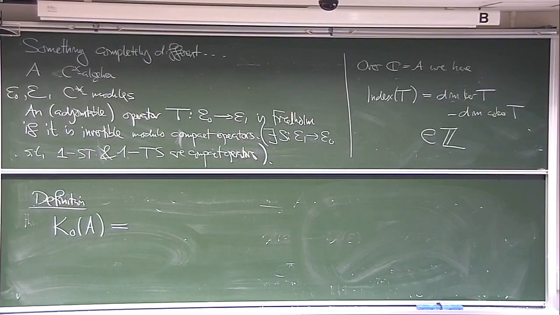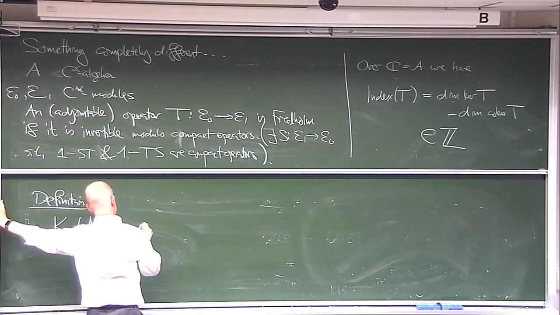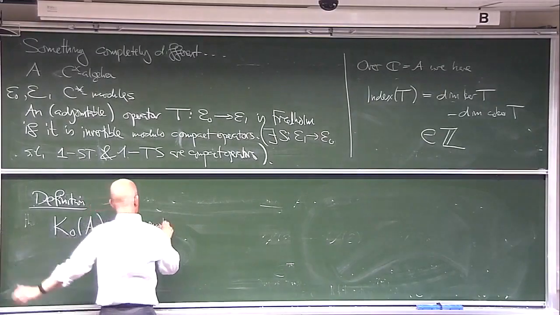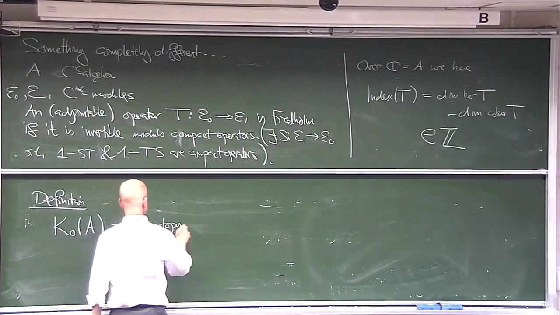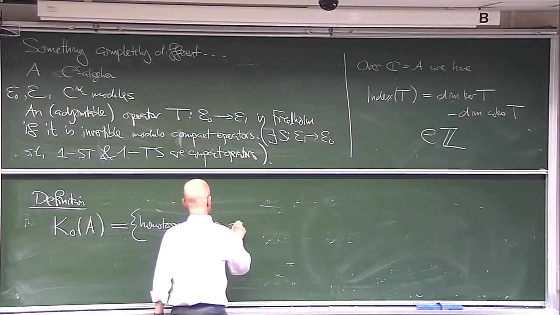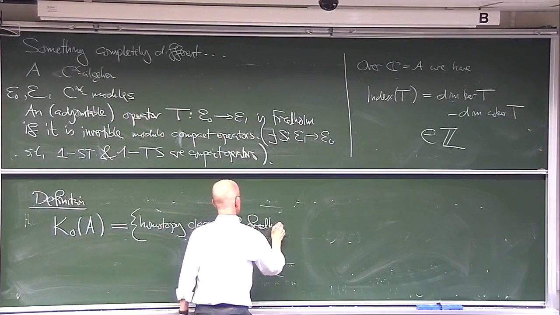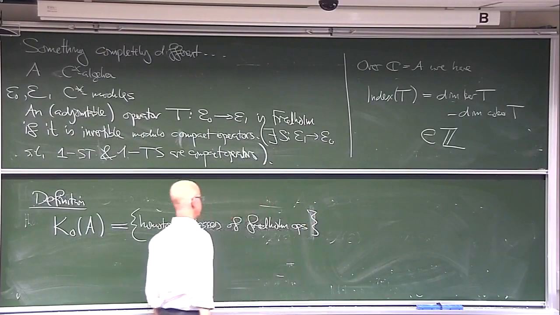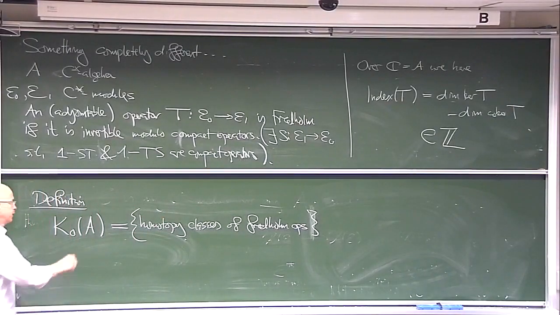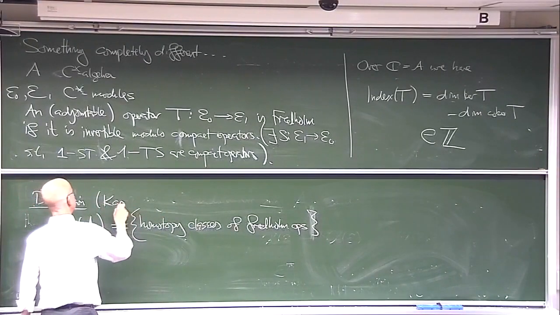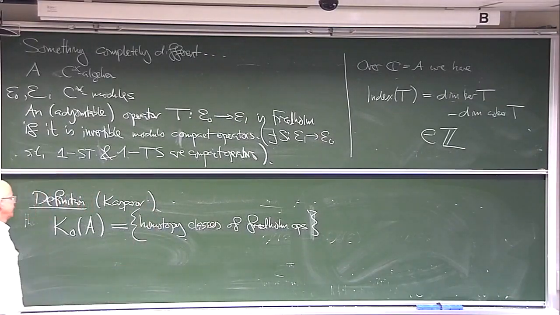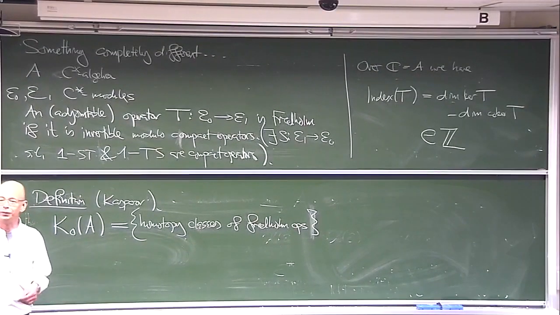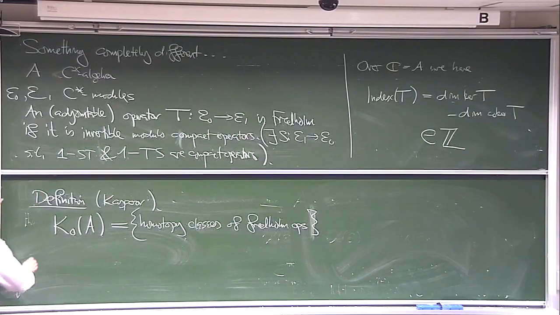So K0 of A comes out to be a set, in fact a group, of homotopy classes of Fredholm operators over A, in the sense of the definition above. This is a very beautiful approach to K-theory, worked out by Atiyah as well. I need to tell you what homotopy is. It's something very, very easy.